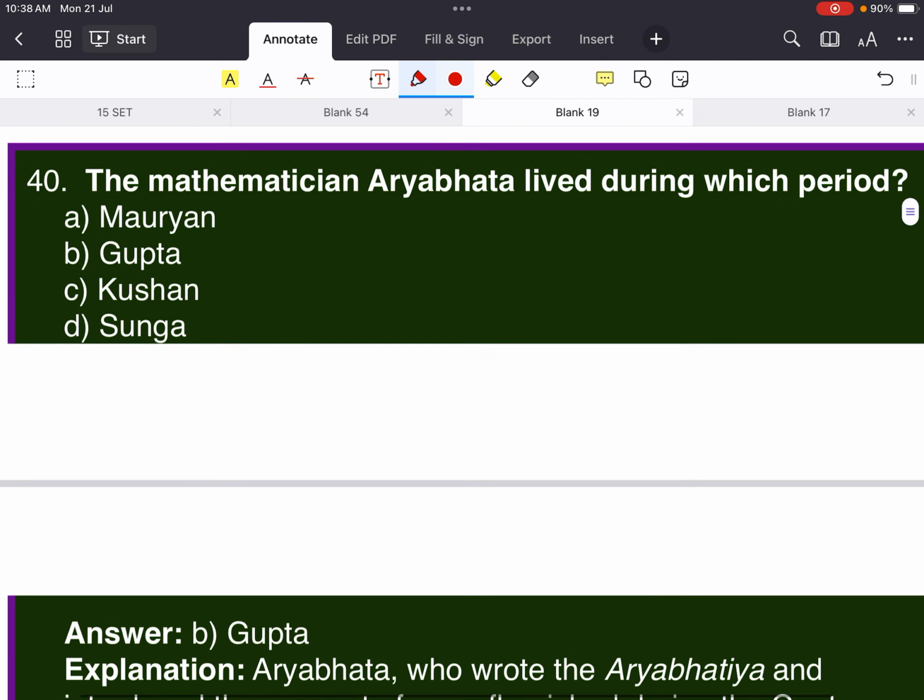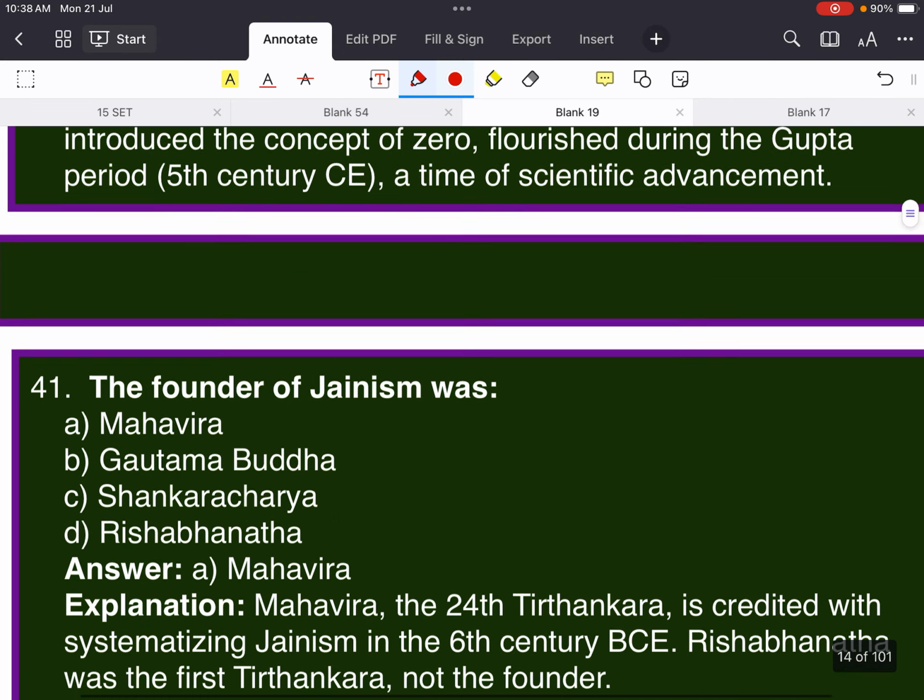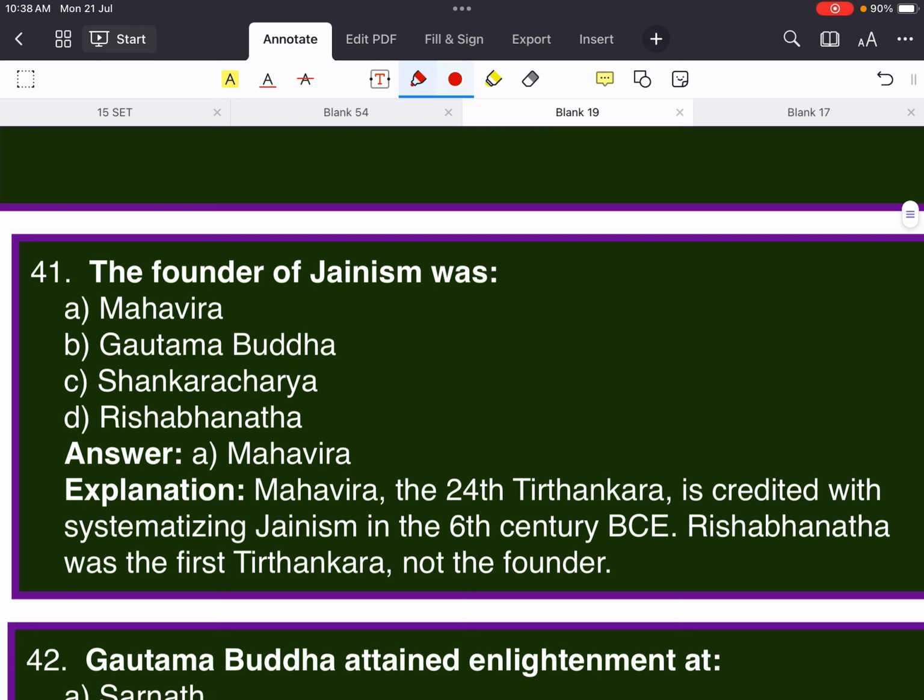The mathematician Aryabhatta lived during which period? That is during the Gupta period. Option B. The founder of Jainism was option A, Mahavira. Mahavira, the 24th Tirthankara, is credited with systemizing Jainism in the 6th century BCE. Rishabhanatha was the first Tirthankara but not the founder.